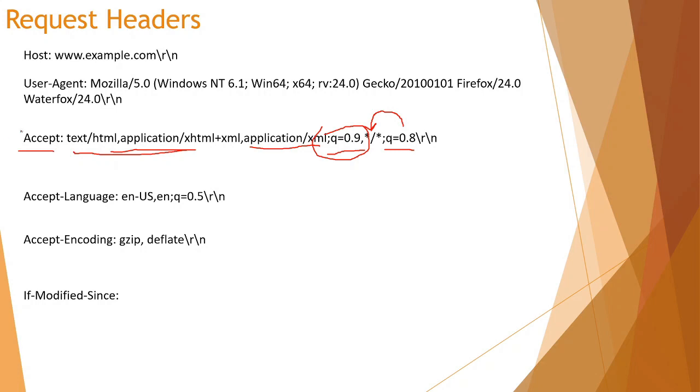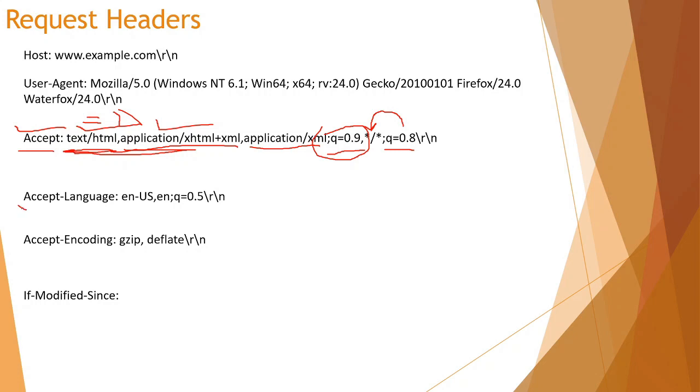In an accept header, the client can give preference to some files and some applications. Like here, if there is no q value, it means the default value is 1. So what does it mean? The client will give preference to these files, and if this file is not found, the client will give preference to this. So the client is requesting with preference that I will accept text/html, I will accept application/xhtml, and so on.